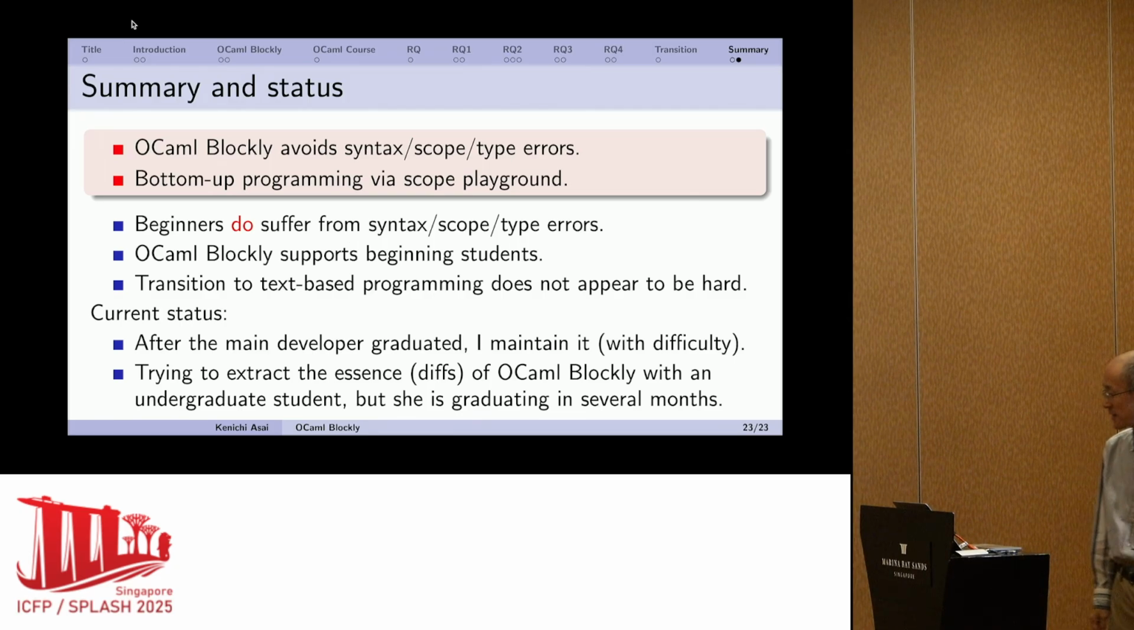And the current status is that it's rather miserable. After the main developer graduated, I maintain it by myself. It's a big system written in JavaScript, and it's almost impossible for me to maintain it, not to mention improve it. And this year, one of my undergraduate students was interested in that, so I tried to extract the essence of OCaml Blockly, that is, the difference from Google Blockly to OCaml Blockly, with that undergraduate student. But she's graduating in several months, and she's not coming to graduate course.